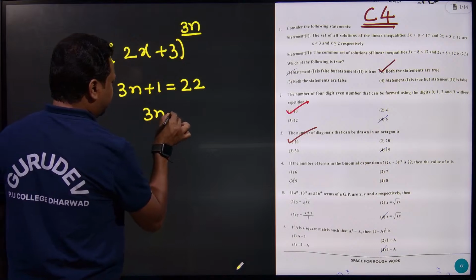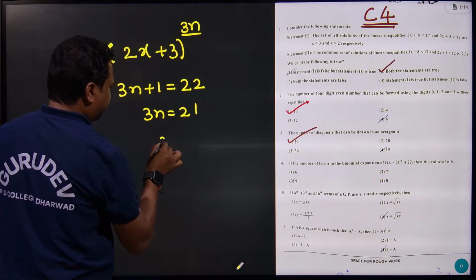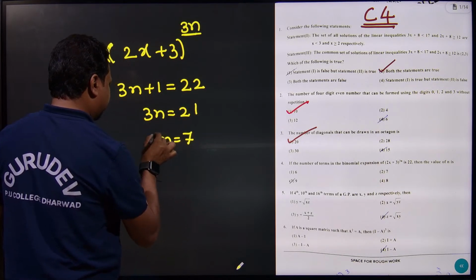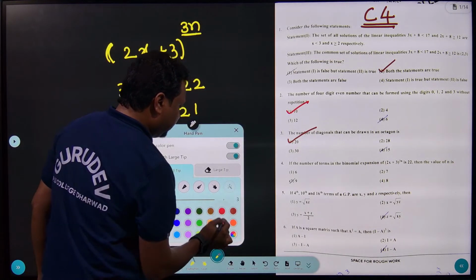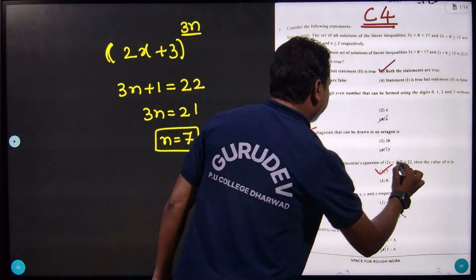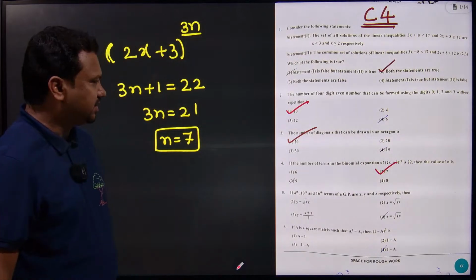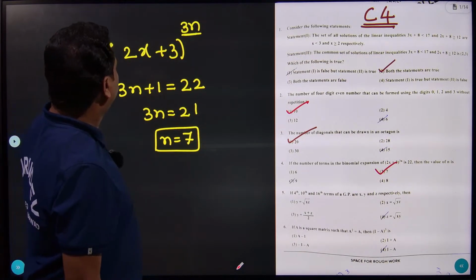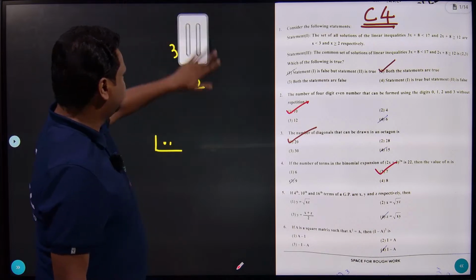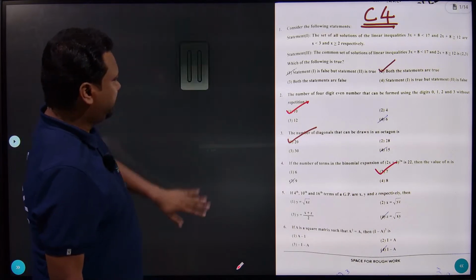Therefore 3n is equal to what? 21. Then n is equal to what? 7. That's it. Then what is my answer in this case? In this case my answer is 7. 7 is the right answer. Done? Clear? Okay. Now let's go for the next question.